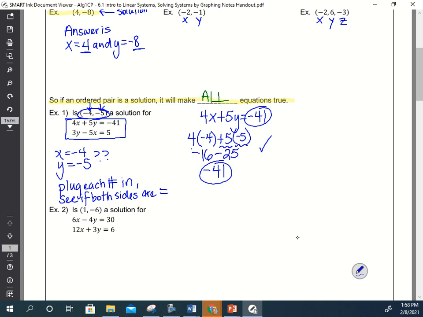Since the first one worked, now you go check the second. If the first one works, you check the second. If the first one fails, the problem is over. If the first one fails, don't bother checking the second. It either all works or it all doesn't. One or the other. So since the first equation works, now we do the second equation.